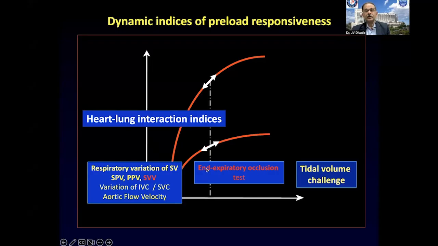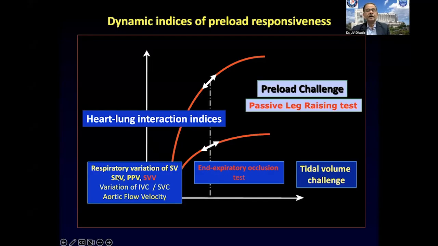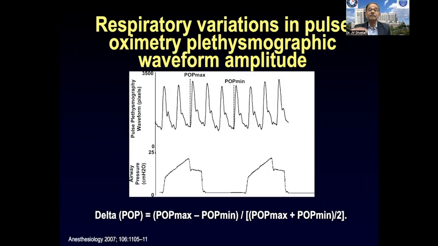The end expiratory occlusion test also requires cardiac output monitoring, and the tidal volume challenge can also be used with pulse pressure variation. The passive leg raising test ideally requires cardiac output monitoring, although pulse pressure monitoring may be a substitute, for instance. A simpler way of using dynamic parameters would be the plethysmographic variation index, or the PVI, which is actually seen most often with a Masimo pulse oximeter, and you can get a continuous non-invasive measure of fluid responsiveness.